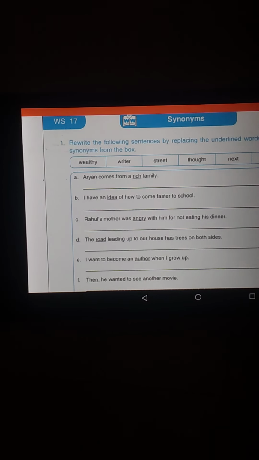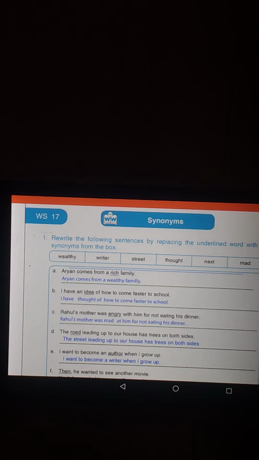Check your answers, children, whether you have done it correctly or not. If you have made any mistakes, please change it now itself. Have you all finished it, children? Okay, let's move on to reading and listening comprehension. Children, now I am going to play a video in reading and listening comprehension. Observe it carefully, then we will discuss it.